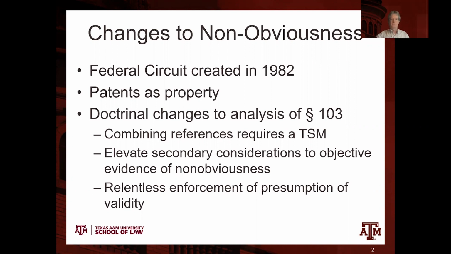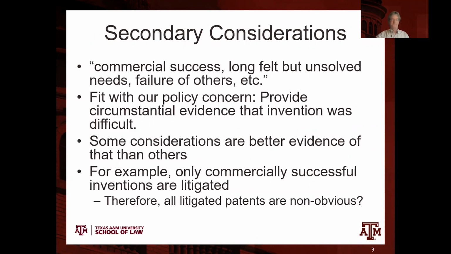They elevated the secondary considerations as their second change to objective evidence of non-obviousness, not just a tiebreaker, but something that must always be considered. And third, they relentlessly enforce the presumption of validity, even with respect to prior art that the examiner did not have before him or her when they issued the patent. And now today we're going to focus on the secondary considerations, or as the Federal Circuit likes to call them, the objective evidence of non-obviousness.